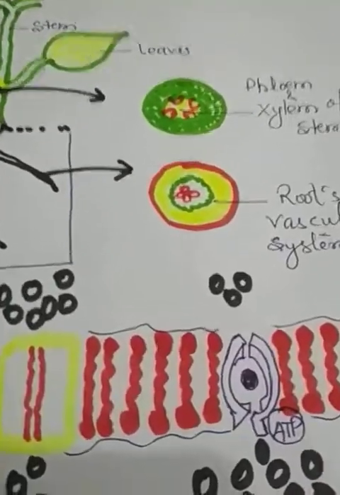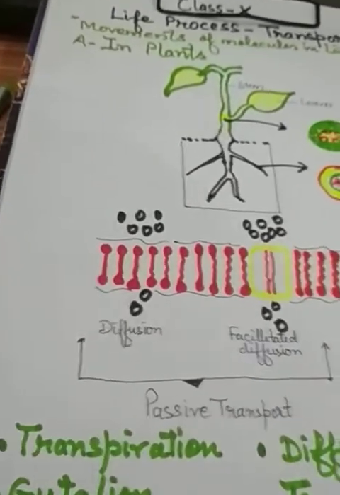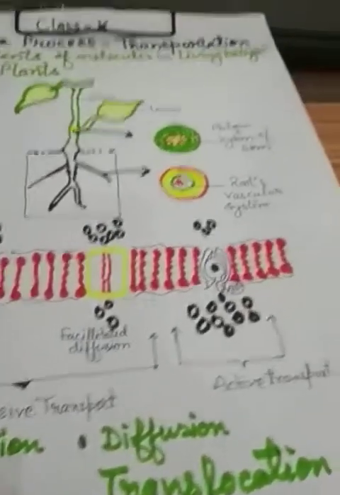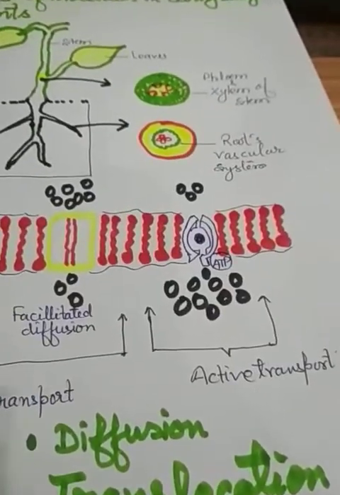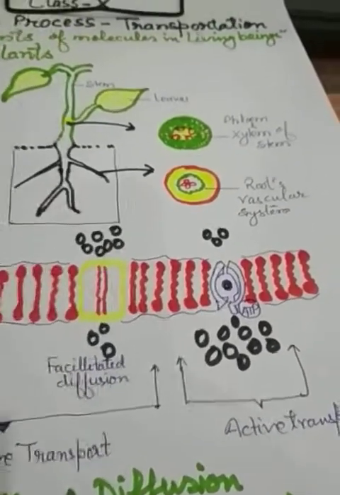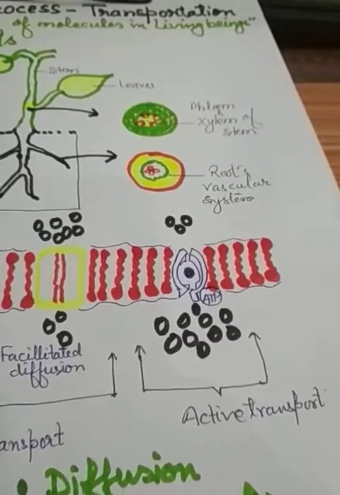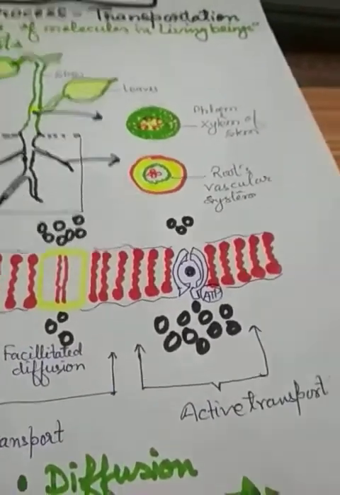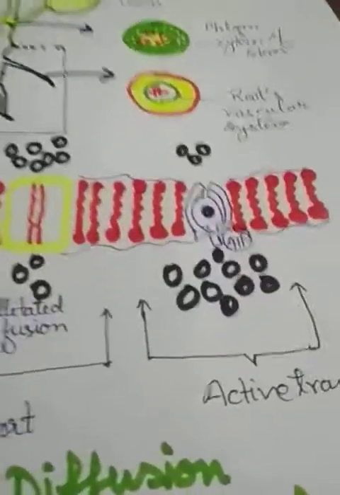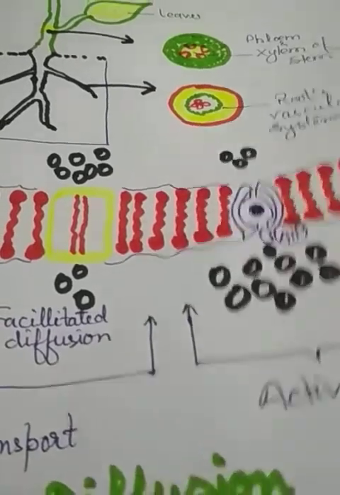So you have to remember these four key points: transpiration, guttation, diffusion and translocation, in the topic of transportation in the plant body. You also have to remember the passive transport and active transport that are performed by the cell membrane of the plant body, and the vascular bundles of the plant body. Vascular bundles are xylem and phloem.